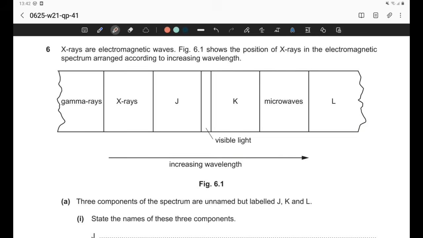Question 6. X-rays are electromagnetic waves. Figure 6.1 shows the position of X-rays in the electromagnetic spectrum arranged according to increasing wavelength.